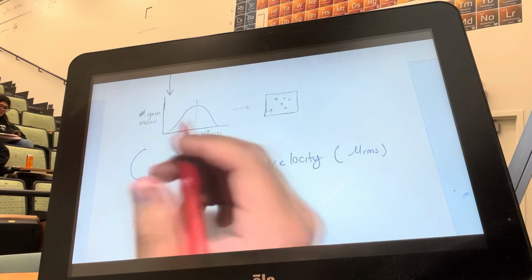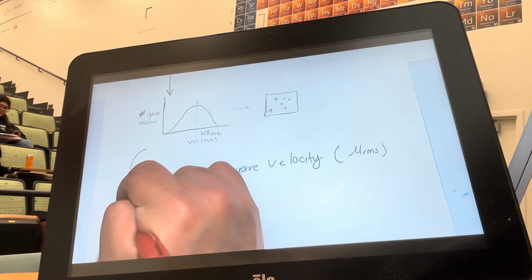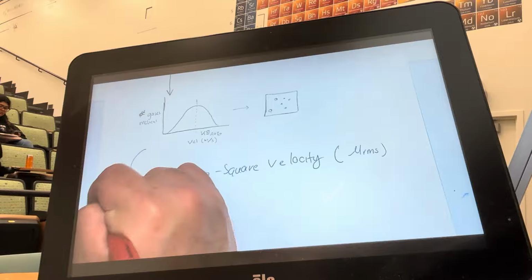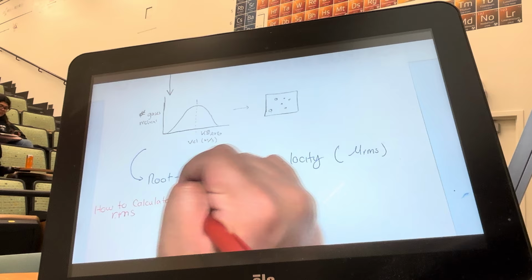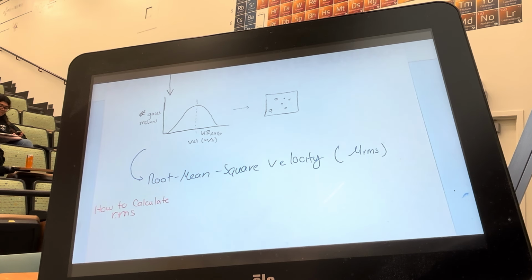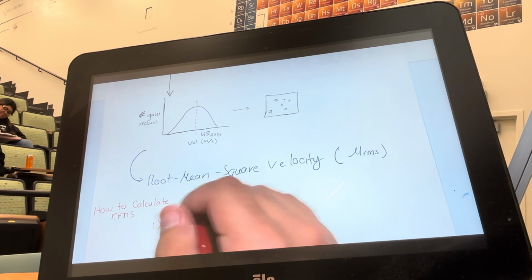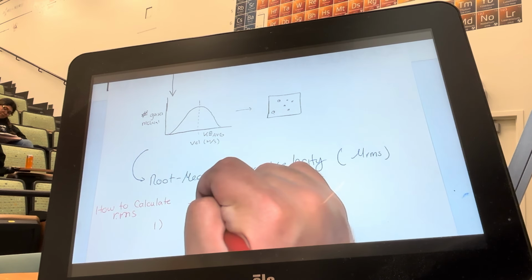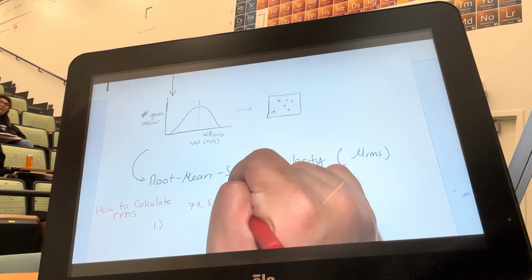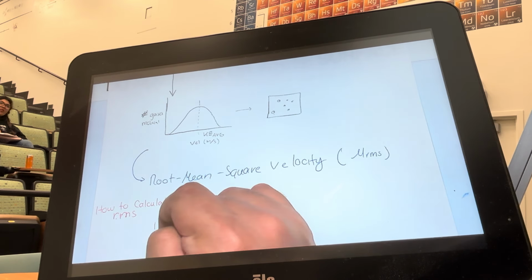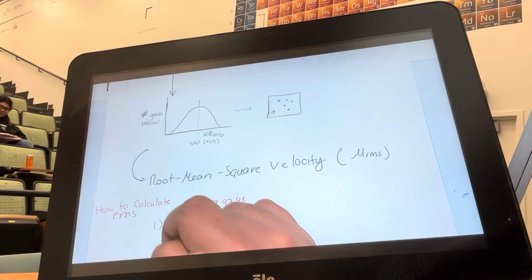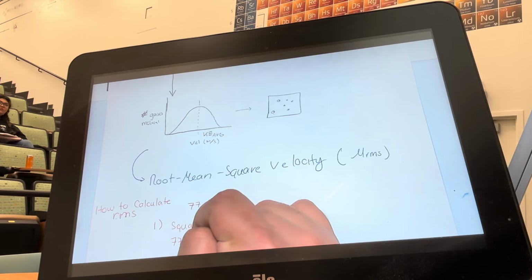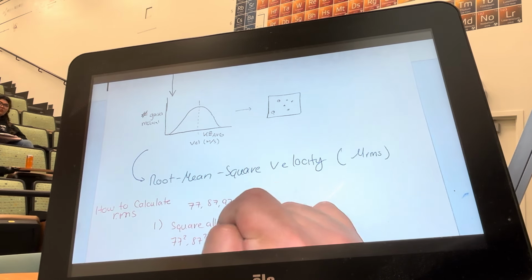So how to calculate something that's RMS, root mean square. This can just be a random set of numbers it gives you. I've seen this at least once, right? Let's say you have 77, 87, 97, 98. What you do is you square all the numbers. So you get 77 squared, 87 squared, 97 squared, 98 squared.